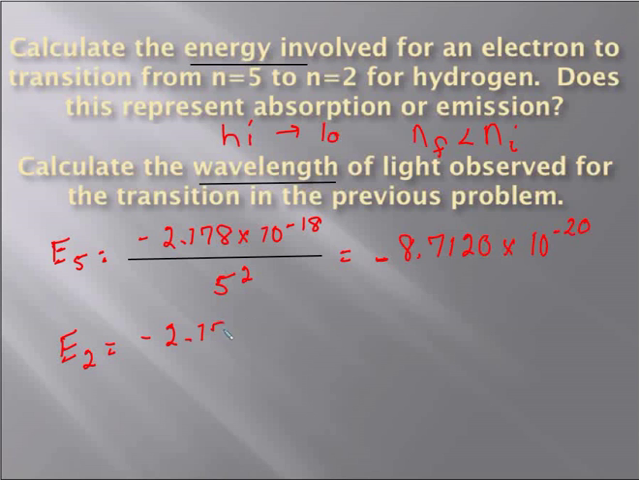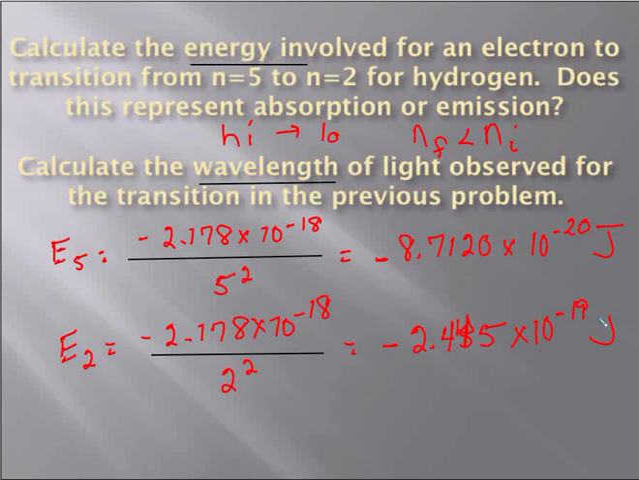Then energy 2 would be minus 2.178 times 10 to the minus 18th, and we'll put that over n squared, which is 4. In this case, 2 squared is 4. And if you cranked out that mathematics, we would get minus 2.445 times 10 to the minus 19th. Now it's energy, so that's in joules, and that comes from Planck's constant primarily.